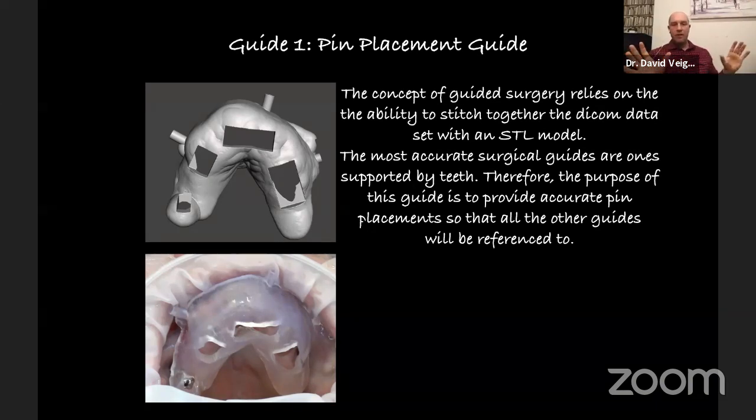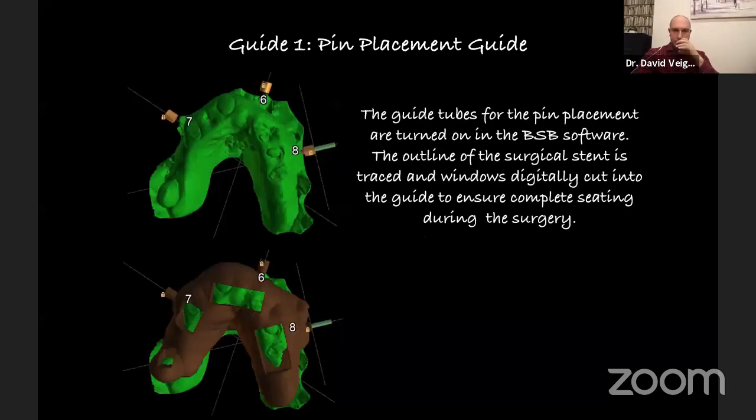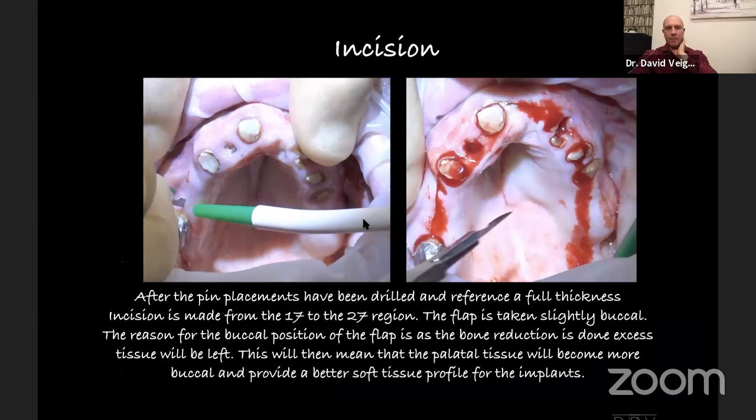So nothing's done surgically yet. I've only given local anesthetic and I've put this initial guide in. What I'm going to then do is drill my pin positions wherever they are, okay? Then I'm going to take that guide off. And this is how I plan it in BlueSky Bio. And then I'm going to raise my flap.